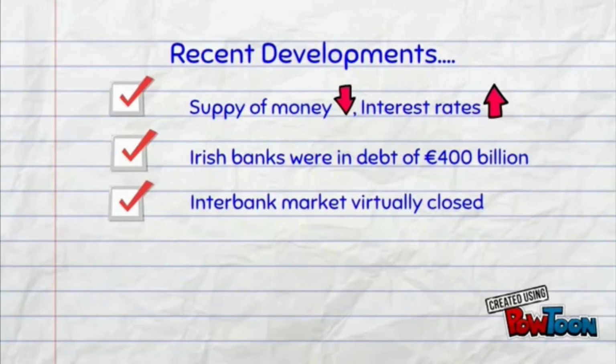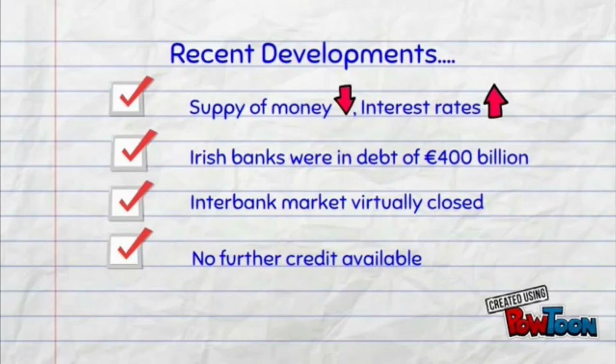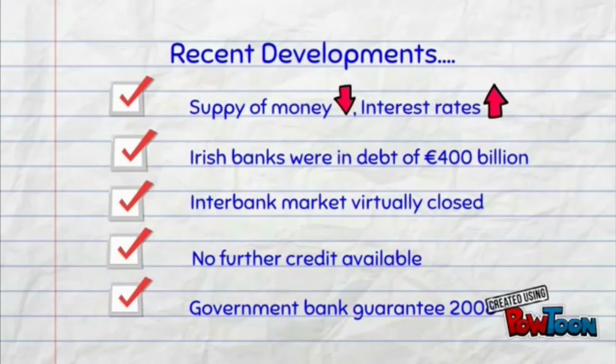This left Irish banks in a predicament. They now owed billions of money on the interbank market, but did not have the funds to meet their obligations as credit availability had dried up. This led to the Irish Bank Guarantee in 2008.